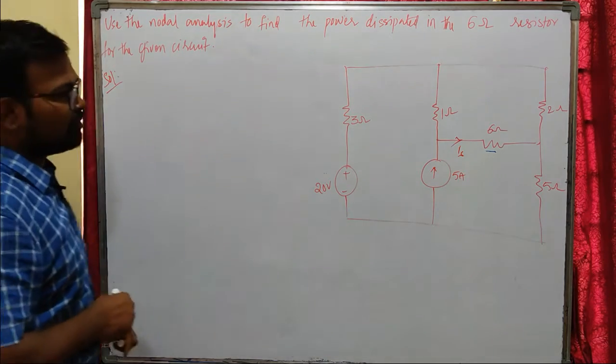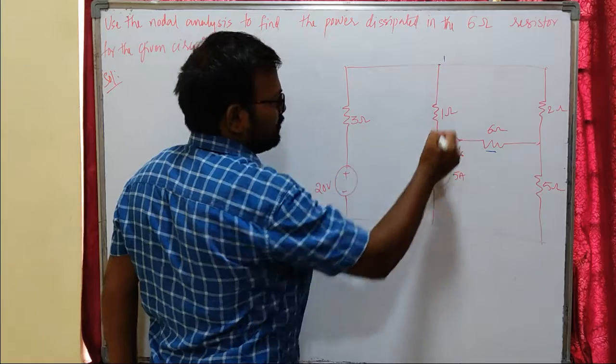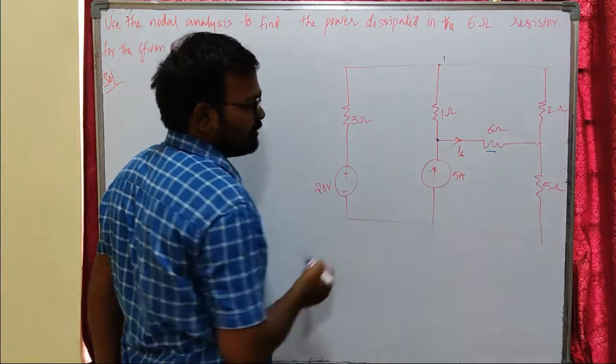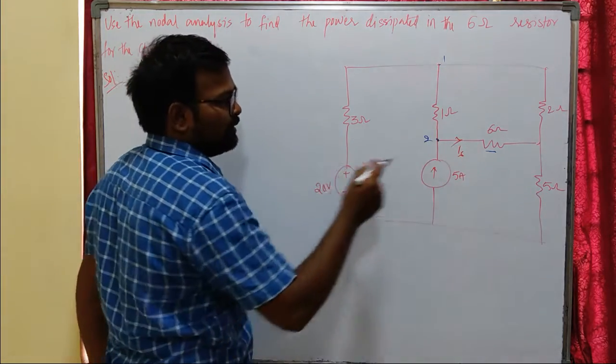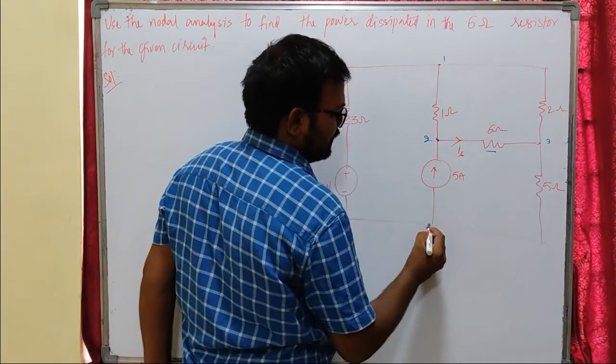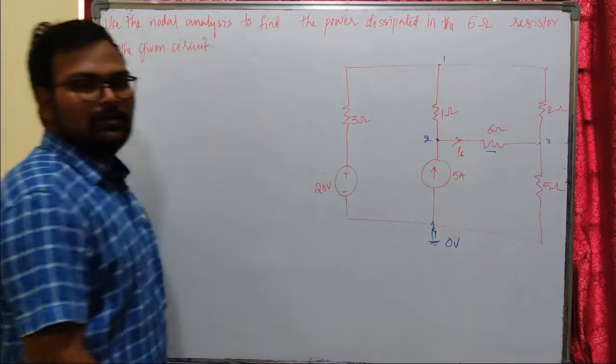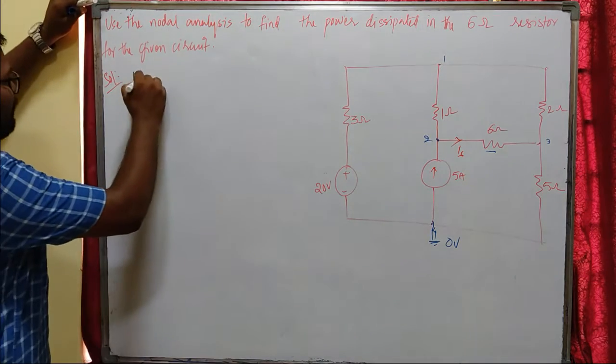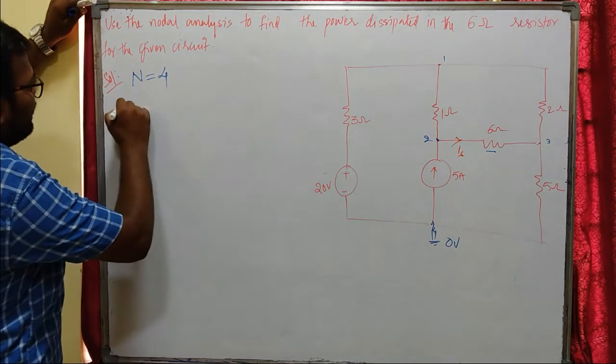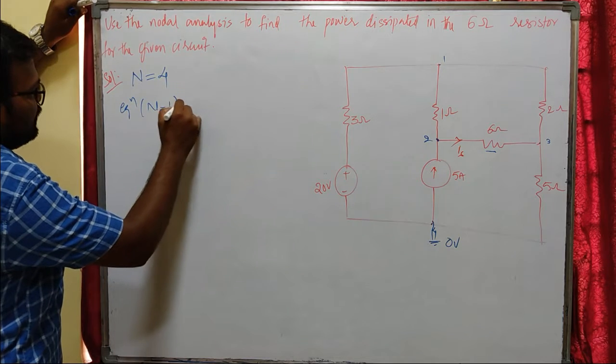Okay, so the number of principal nodes: this is our first node, with three branches connected. This is the second node, also with three branches connected. Third node, and here the last one, the fourth node. So we are going to take this as the reference node, which has 0 potential. We have the number of nodes as 4, so the equations will be n minus 1, that will be 3.